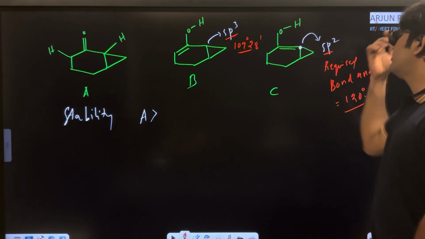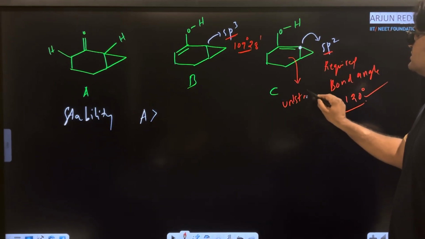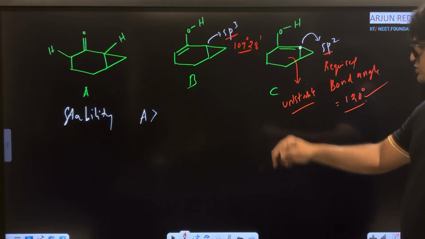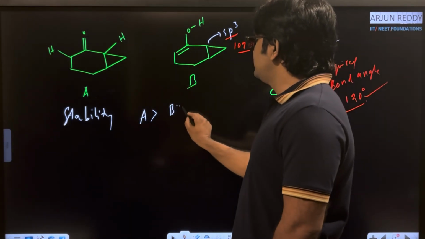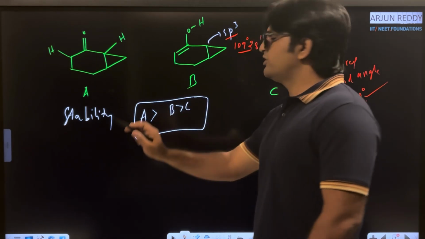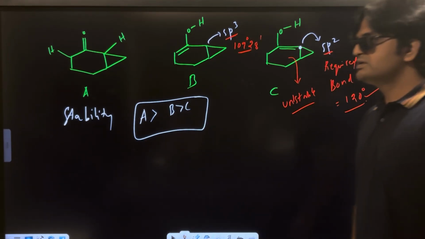So because of more bond angle strain, your C is expected to be unstable compared to B. So if you want to write the stability order, A is greater than B is greater than C. Very good example on the basis of bond angle strain. A greater than B greater than C.